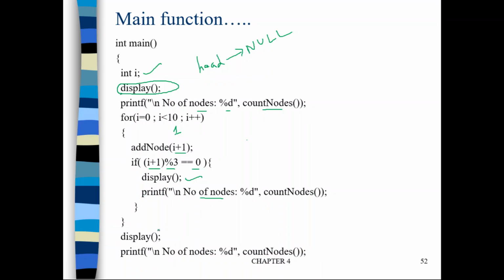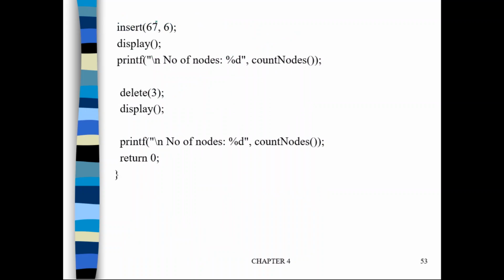After coming out of the loop we are also calling display. So now it will display 10 nodes, head to 1, 1 to 2, 2 to 3, and so forth up to 10, and again 10 to head, and the number of nodes it will say 10. Then we are inserting a node 67 after the node 6. Again we are calling display. So it will display head to 1, 1 to 2, and so forth, 4 to 5, 5 to 6, 6 to 7. That is, 6's next will point to 67, and 67's next will point to 7. Again we display the number of nodes, it will be 11.